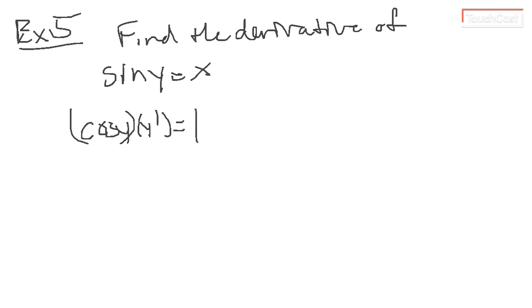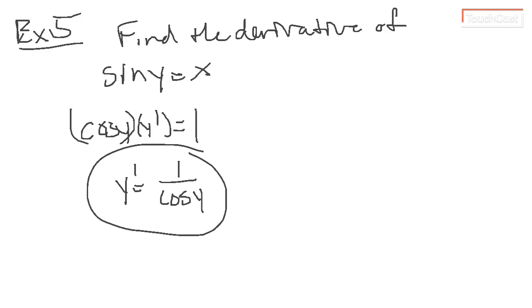So to solve now for y prime, we're going to just divide by cosine y. So y prime is going to equal 1 over cosine y. And we're done. I think we will do the last 2 examples in another video, so stay tuned for that.